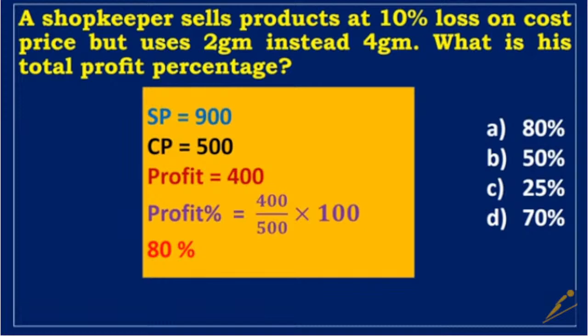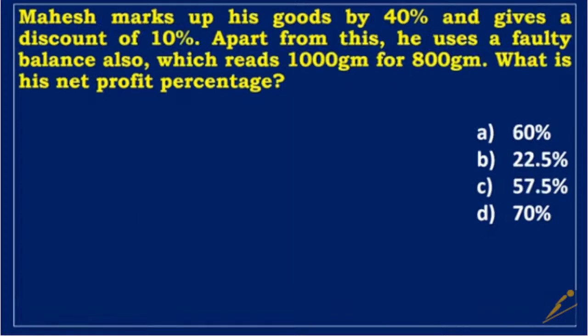Then, the gain is equal to 400 grams. We may determine the percentage of profit using the profit percentage formula, which is 400 by 500 into 100. The fraction becomes 4 divided by 5, or 80%. Let's look at the third example to better comprehend this profit or loss with dishonest shopkeeper concept.